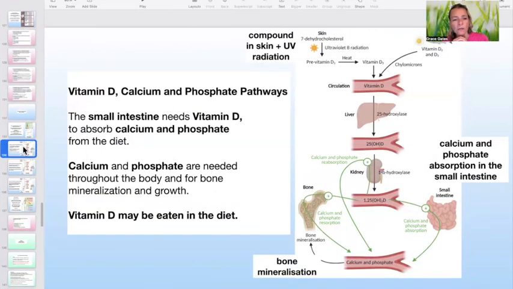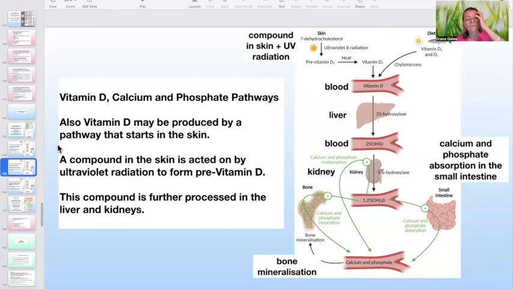Okay, so let's learn a little bit about vitamin D, calcium, and phosphate pathways. The small intestine needs vitamin D to absorb calcium and phosphate from the diet, and calcium and phosphate are needed throughout the body and for bone mineralization and growth. Now, vitamin D may be eaten in the diet, and in this picture here, you'll see an egg and a fish showing that we can eat vitamin D in our diet.